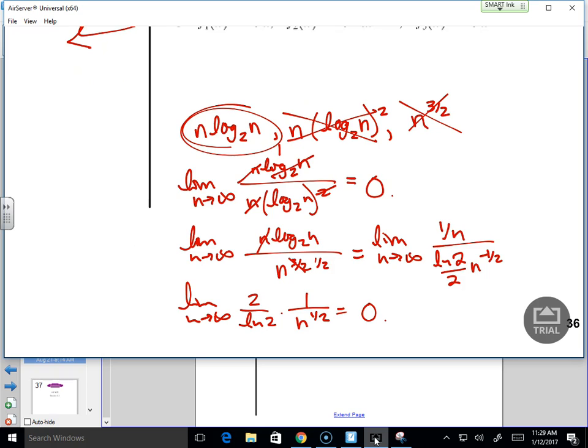Because n to the negative 1 half is 1 over n to the 1 half. Pop it up to the top. N to the 1 half over n is 1 over n to the half. No, I mean, you should pull up the ln of 2. Well, it doesn't matter. It's constant, right? Okay.